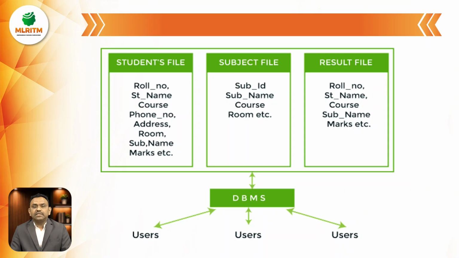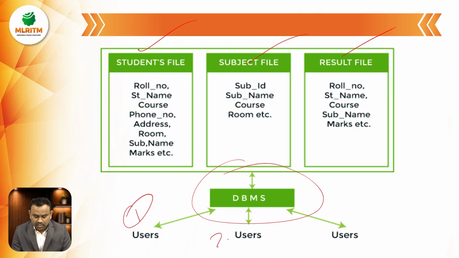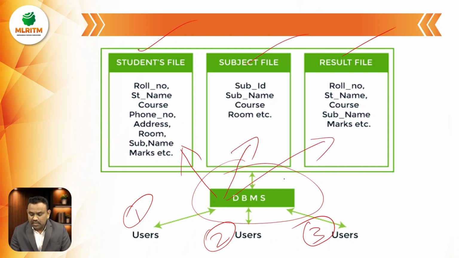Now we will see how DBMS is mapped to all the files. In the earlier diagram, three types of users created their three different files: student file, subject file, result file. Now with the concept of DBMS, I am mapping or integrating those three files with the help of DBMS. Here, suppose this is user 1, this is user 2, this is user 3. User 1 can access any one of the files. Suppose user 1 can access the student file, and also the result file.